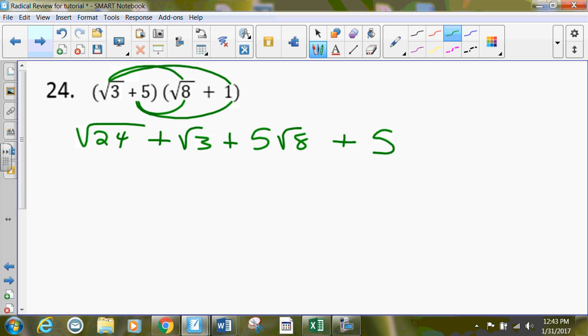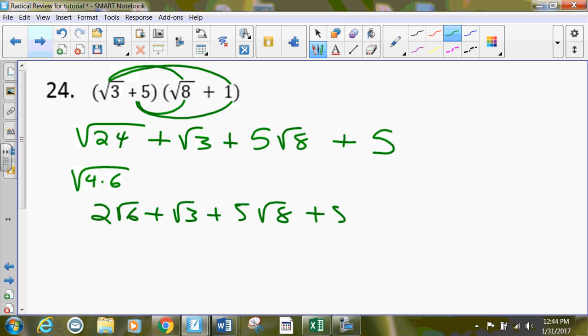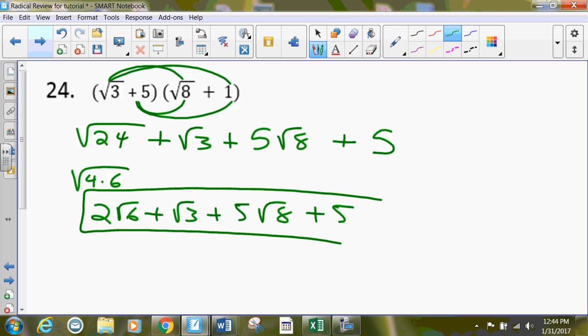Okay, it looks like a mess, right? It looks like we have nothing that we can combine. Let's look at this root 24. Do we have a perfect square stuck in there? We do, we have a 4. But is that even going to help us? I think not. I don't think we can combine anything here, unfortunately. What a mess. We could break 24 down into root 4 times 6, so that'd be 2 root 6. But still, we don't have any of these terms that are alike. We cannot combine any of them. That was a very sad problem.